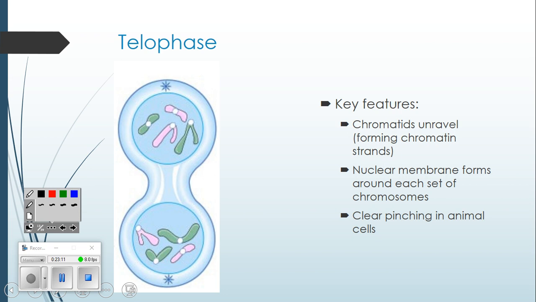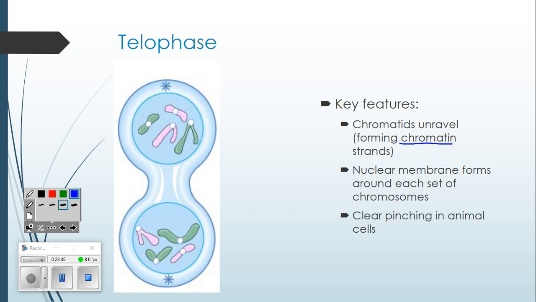Last phase, last official phase of mitosis is telophase. Now what's really happening here is we start to see the beginnings of two different cells. In telophase, you might start to see chromatids unravel, forming chromatin again. This picture isn't showing it, and it's really a toss-up whether we show this or not.